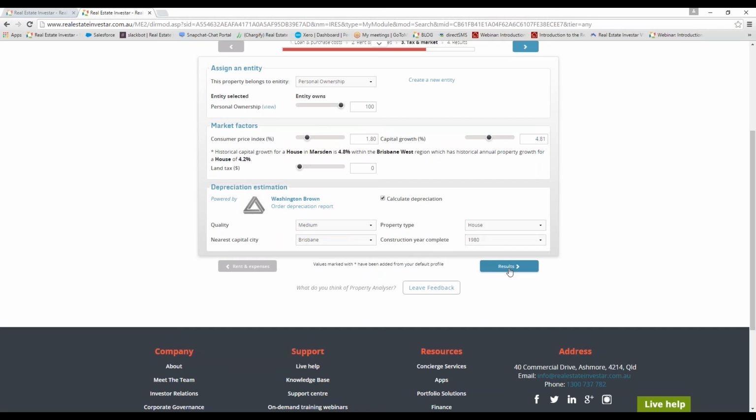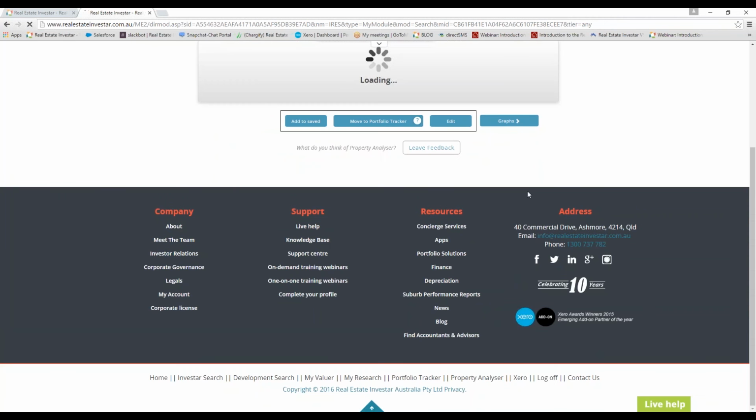So that's going to decide how much depreciation or tax breaks you can get based on that property. So let's move through to the results.